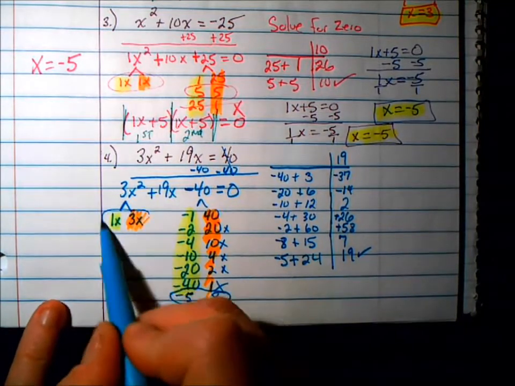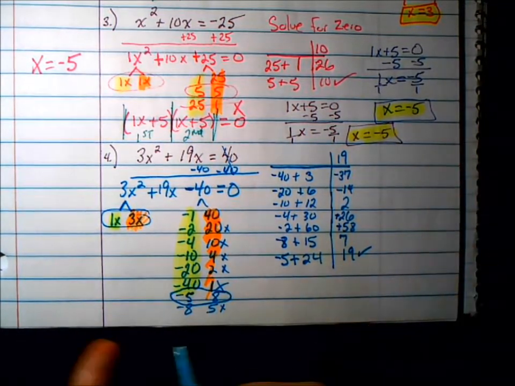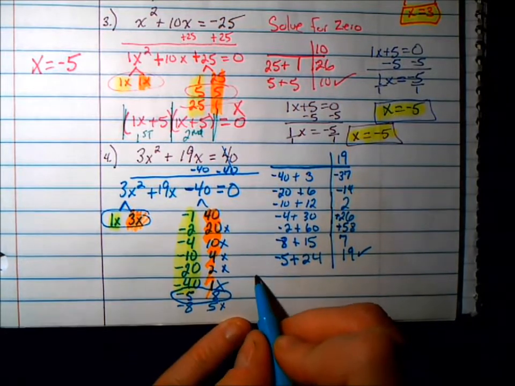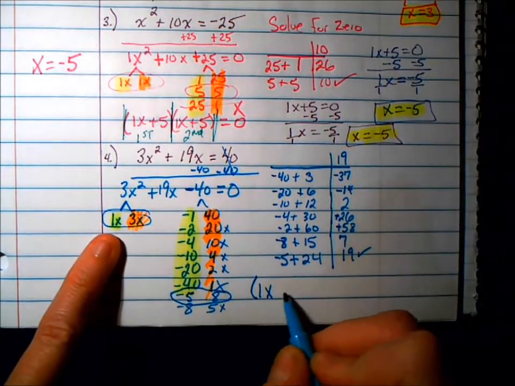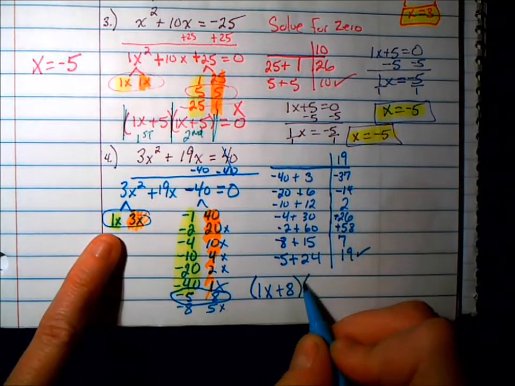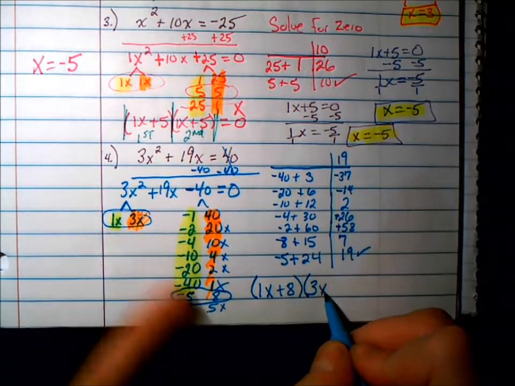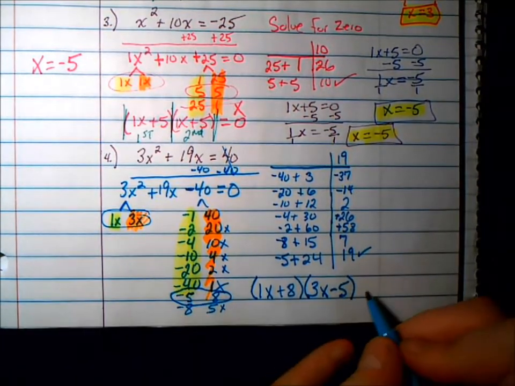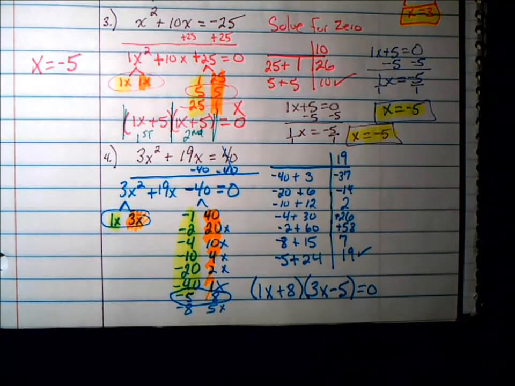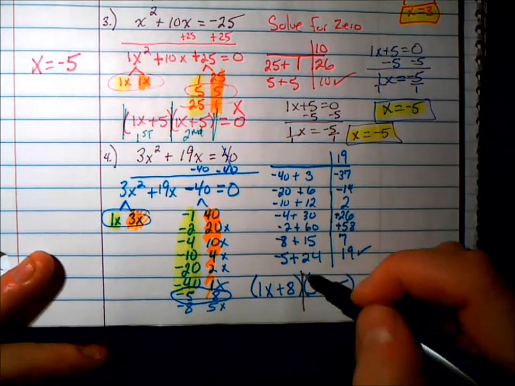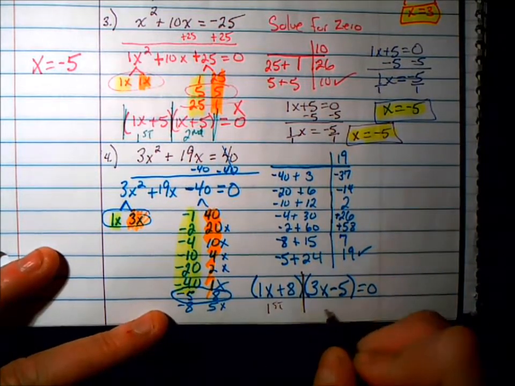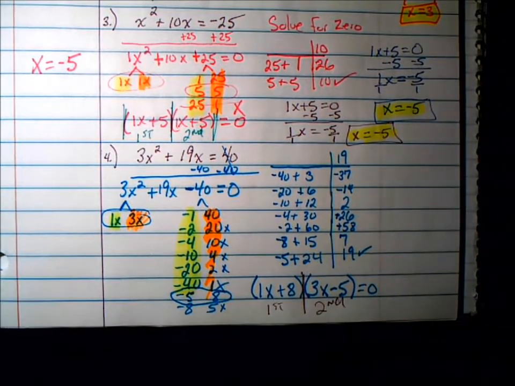Alright, so if I write my equation, I'm going to write it down here on the bottom here. I'm going to have 1x plus 8 and then 3x minus 5. Make sure you have it in the correct order. I have to set it equal to 0, and then when I break it into its parts, I have the first side and my second side. I need to solve to find my equations.